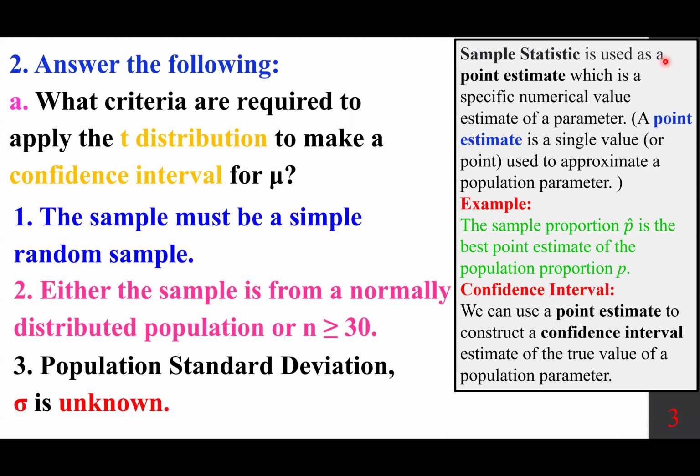A sample statistic is used as a point estimate, which is a specific numerical value estimate of a parameter. A point estimate is a single value or point used to approximate a population parameter. Example, the sample proportion P hat is the best point estimate of the population proportion P. For a confidence interval, we can use a point estimate to construct a confidence interval estimate of the true value of a population parameter.